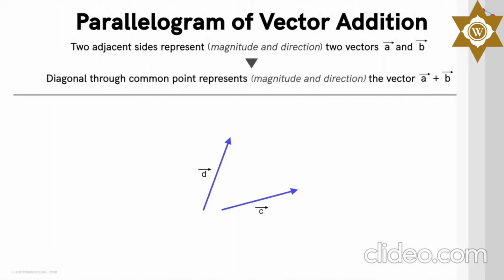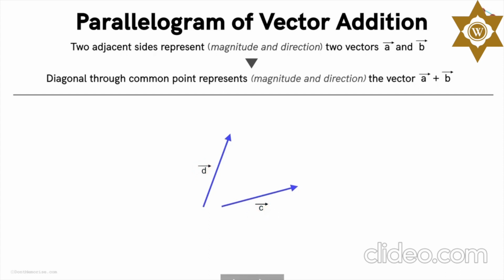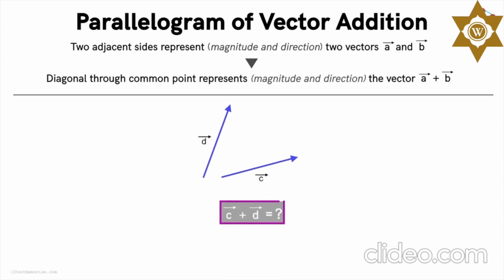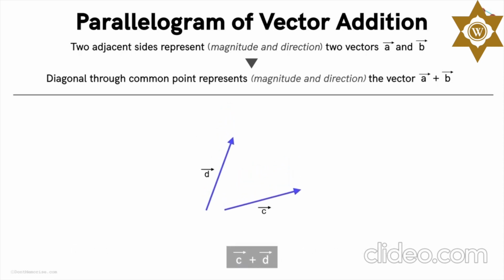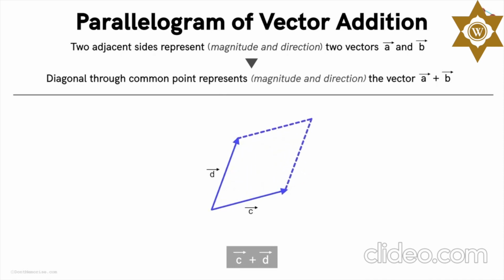Now suppose we are given these two vectors C and D whose initial points are not the same. Can you find their vector sum? For this, we will just have to move one of the vectors parallelly without affecting its magnitude and direction such that the initial point of both the vectors coincide. If we move vector D, then we will get this. Now, we draw two lines parallel to vector C and D to form a parallelogram. Then, according to the parallelogram law of vector addition, this diagonal will represent the sum of the vectors C and D.